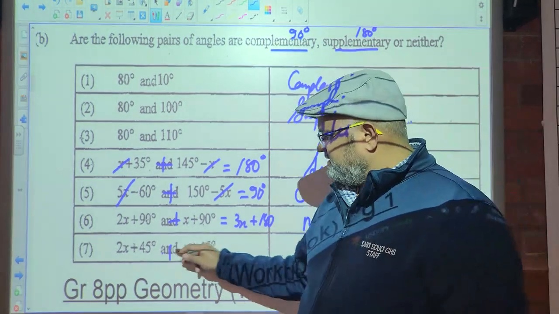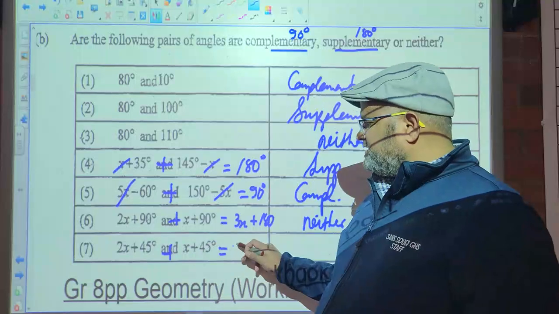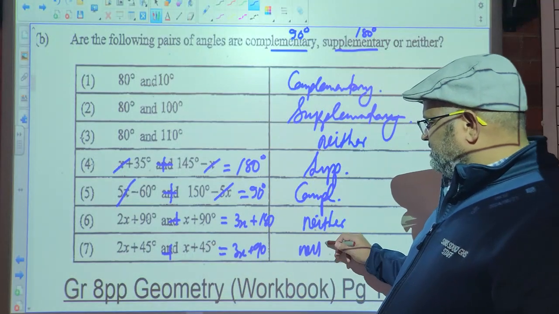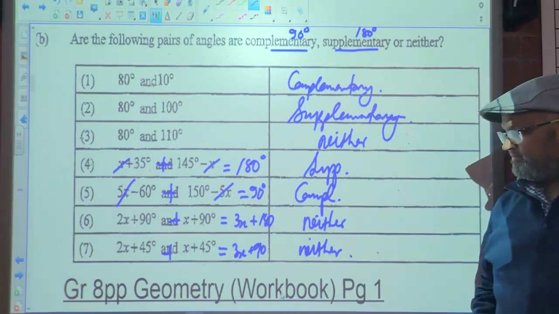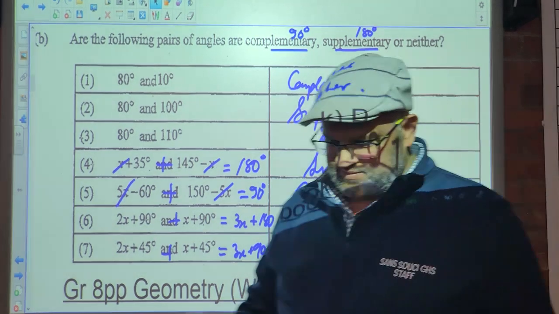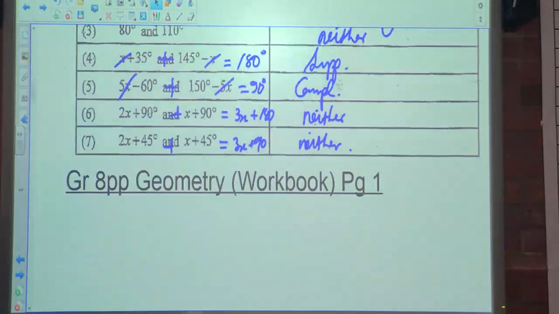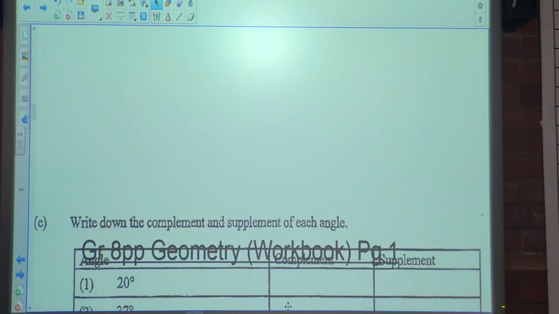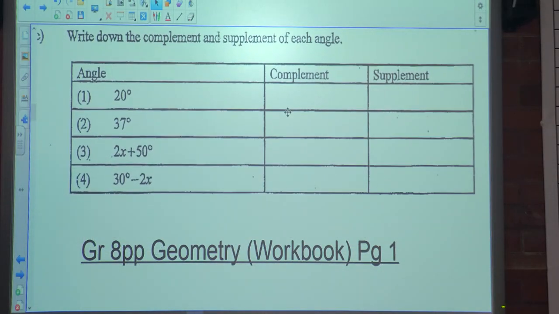If I add this here, you're going to get 3x plus 90. This is also an example of neither. Okay, people, you guys understand? Is there any confusion there? Let me know when I go to the next page, okay?